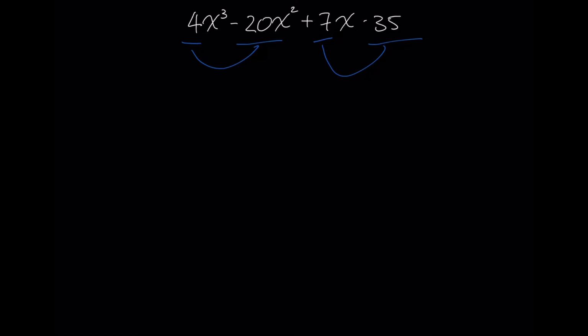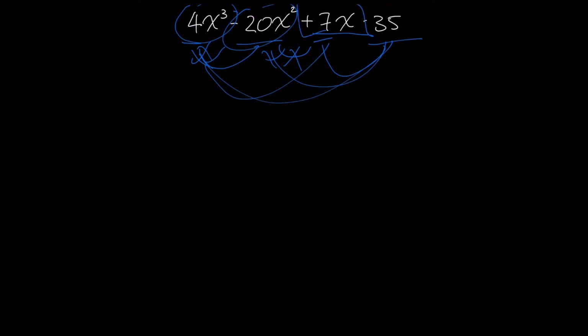As you can see, 7 does not go into 20, nor does it go into 4. And 35 does not go into 20, nor does it go into 4. So these two are our group, while these two are our group.